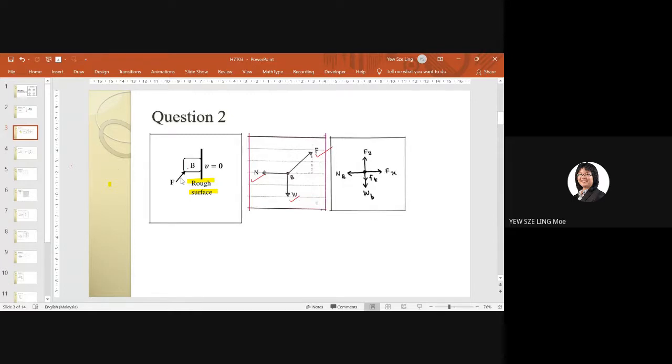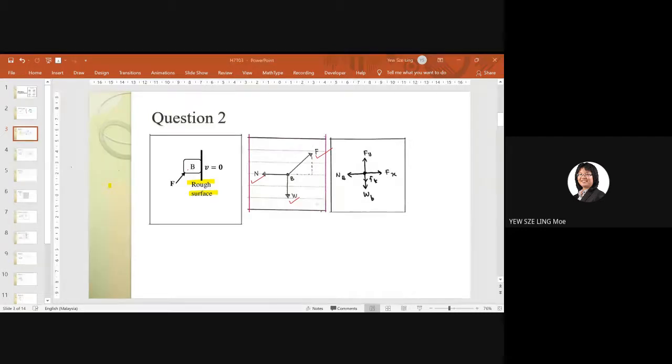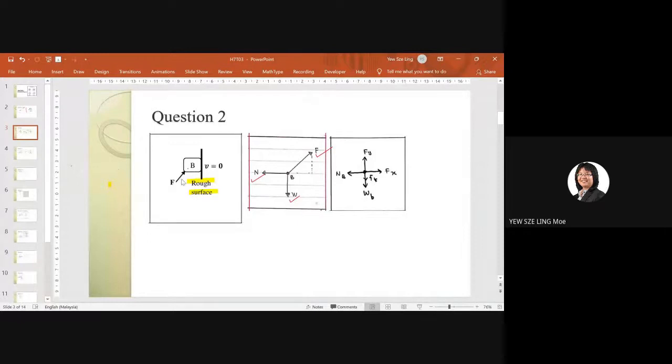Now try to imagine if you push something, an external force is being acted on the object. So you push object B, but it is not moving. Why is it not moving? Because there is a frictional force stopping it from moving. So if the frictional force stops the object from moving after it is pushed by this external force, it means your frictional force is going downwards.